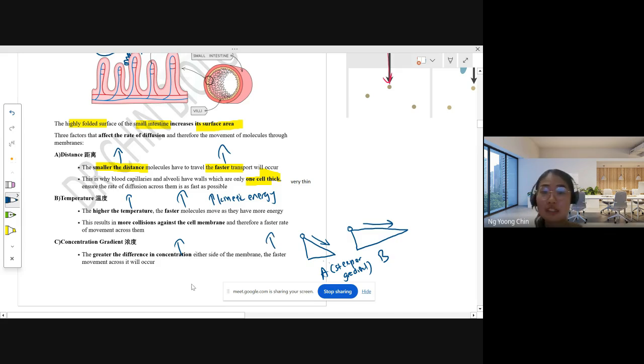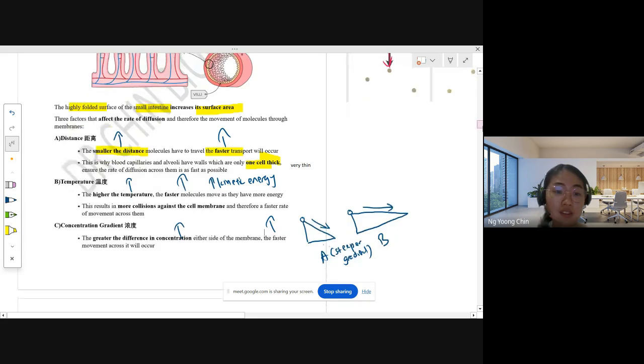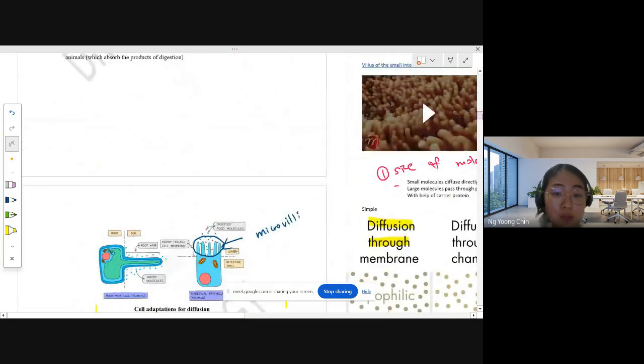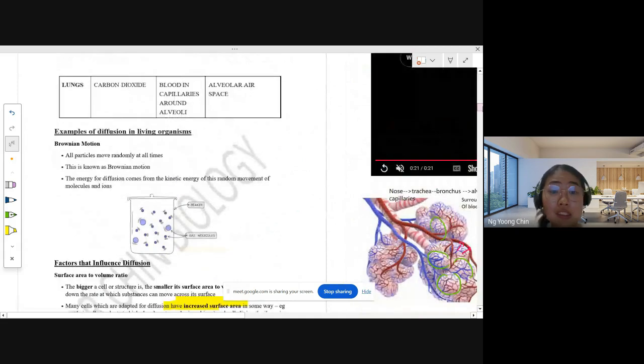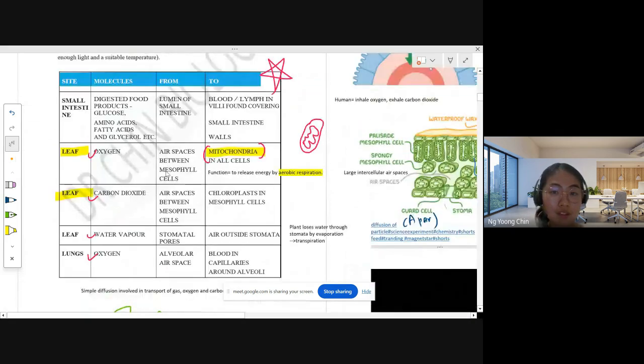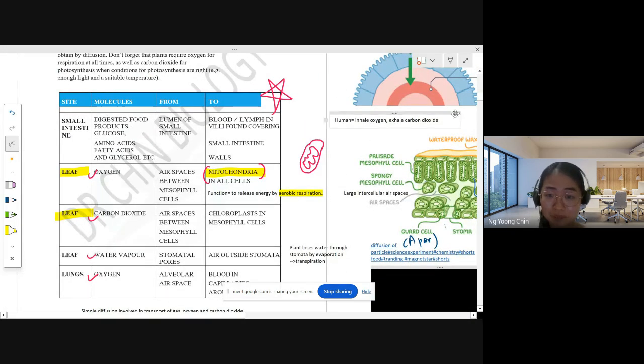So these are the three factors that will affect diffusion. That's all for simple diffusion. You should know about the applications. Application is very, very important because it usually comes out in the exam. Application refers to this table.